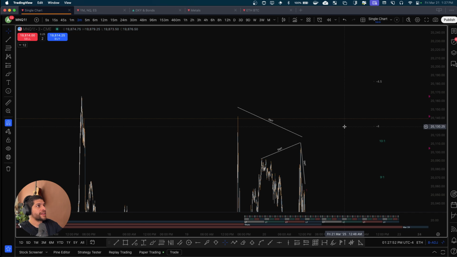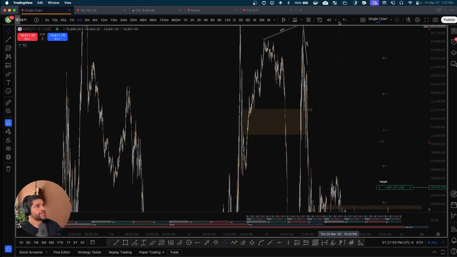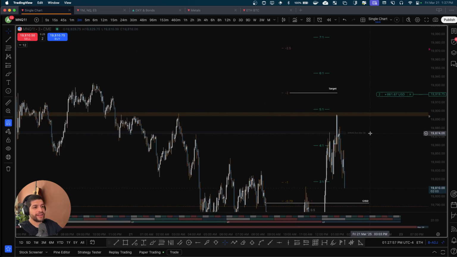This is taking us -4. It ends around this area, which is great, but I'm not going to play that. Again, I don't have the time to play it. I've already played this model. I'm going to follow what I see.